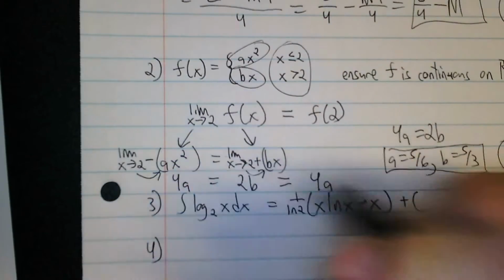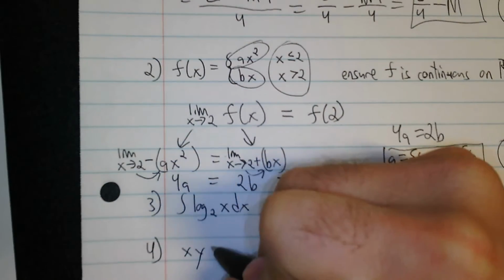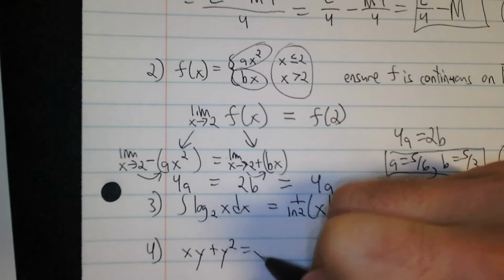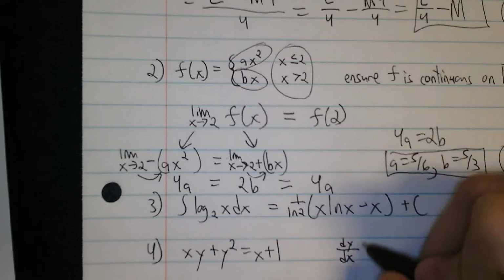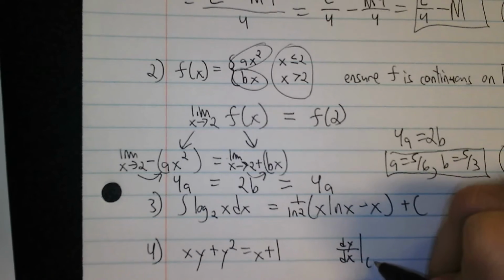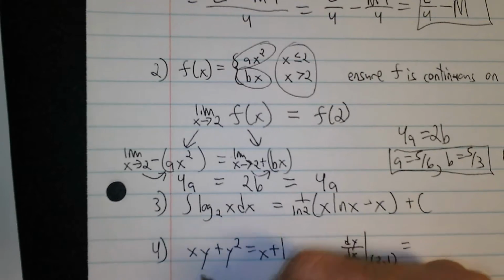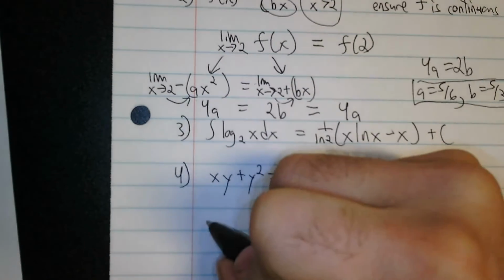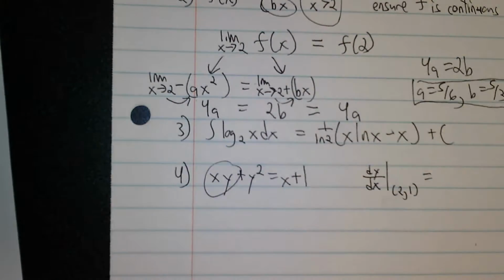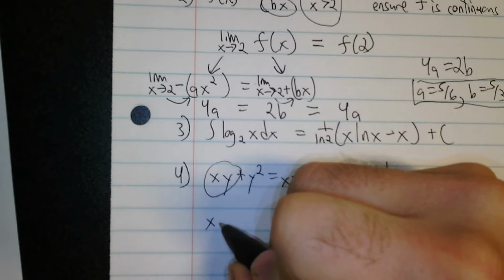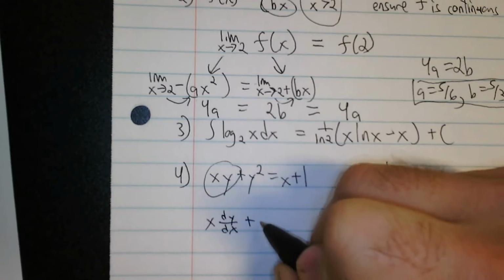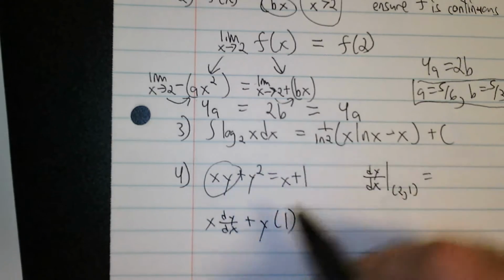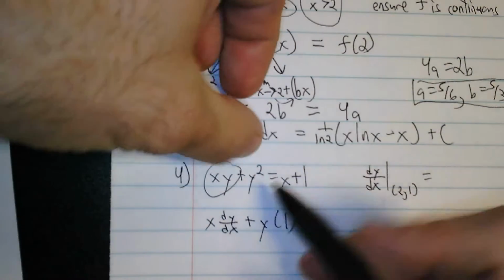Number 4, we've got xy plus y squared is equal to x plus 1. We're asked to find dy/dx when (x, y) is (2, 1). No problem. Implicitly differentiate here is the key. Use the product rule: first times the derivative of the second plus the second times the derivative of the first. That takes care of that. Now you go on to the next piece.